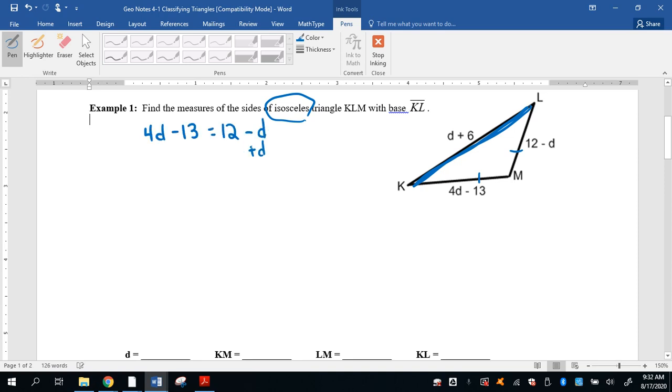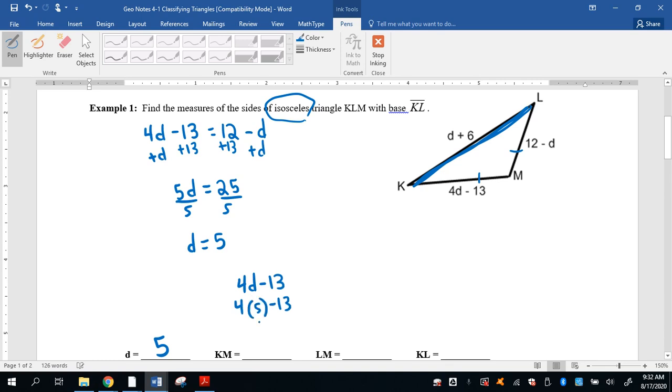Add D to both sides, and at the same time, add 13. So we have 5D equals 25. Divide both sides by 5. So D is 5. KM's length is 4D minus 13, so 4 times 5 minus 13 is 20 minus 13, which is 7. And LM is 12 minus D, so 12 minus 5 is also 7. That's good to just double check that those are the same length. And then KL is D plus 6, which is 5 plus 6, which is 11. So we're done with the first example.